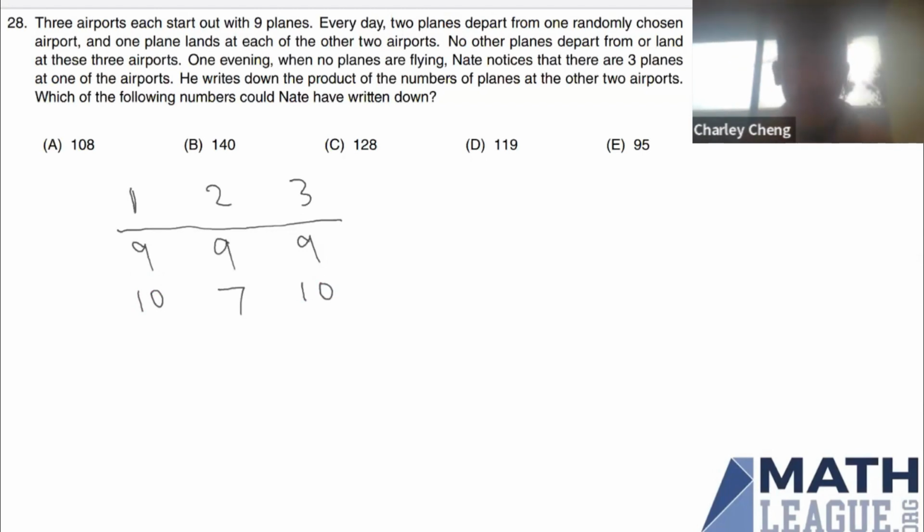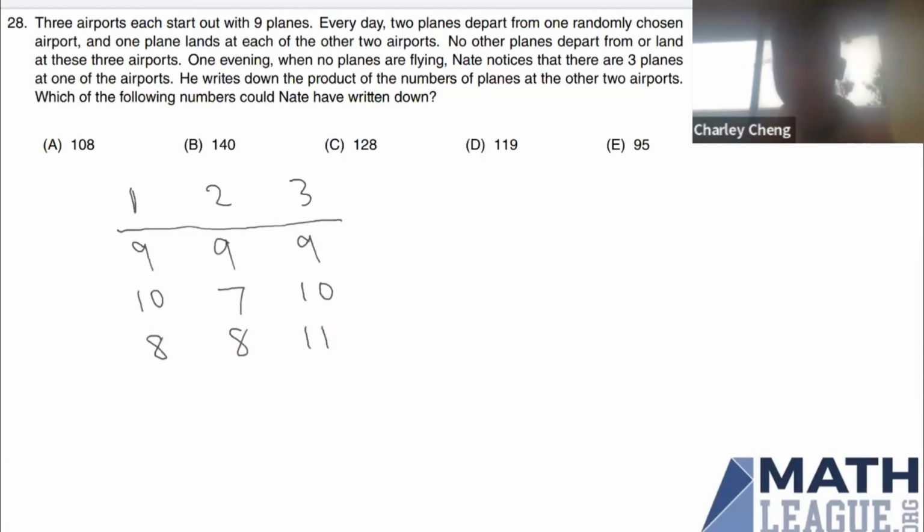So let's just say another random airport. Let's just say airport 1. So the next day, 2 planes depart from airport 1, and 1 goes to 2, and 1 goes to 3. So airport 1 will have 8 planes, and airport 2 will have 8 planes as well. And then airport 3 will have 11 planes.